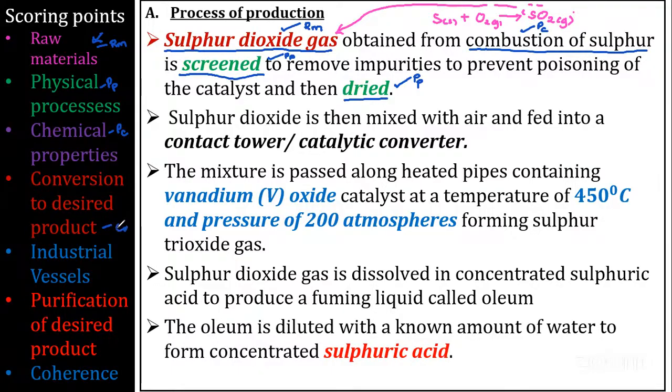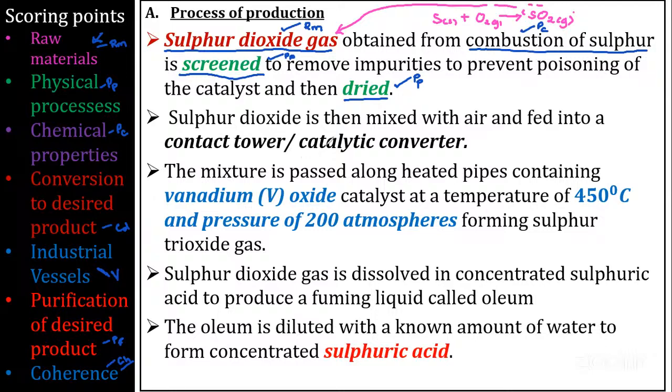An abbreviation of CD stands for conversion to desired product. An abbreviation of V stands for vessels. Abbreviation of PR stands for purification of the product. And coherence is CH. But this CH, you will not see us giving it a tick, because by the time you get the PR and the CD, it means your steps have been coherent enough to acquire that mark.